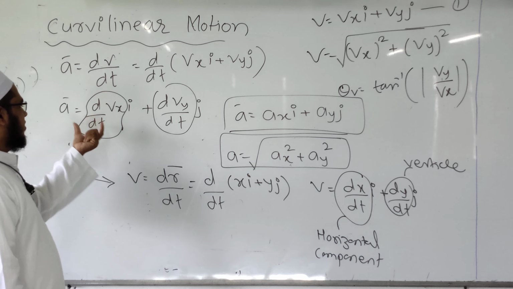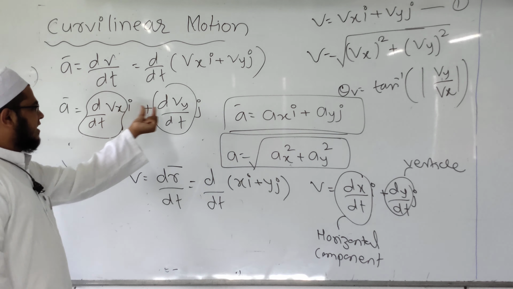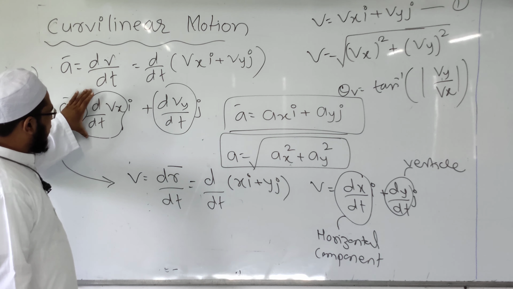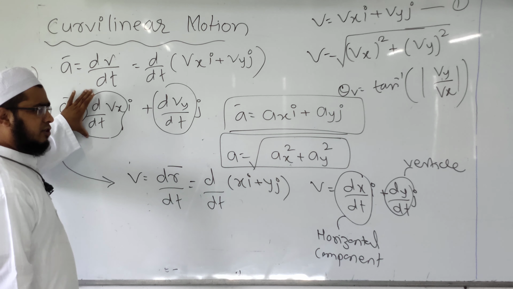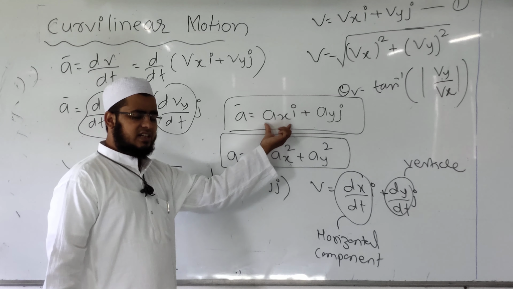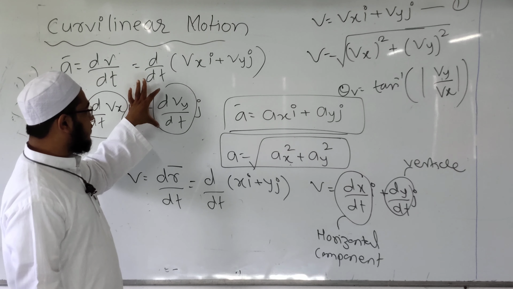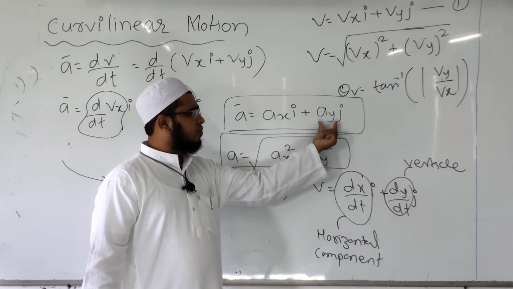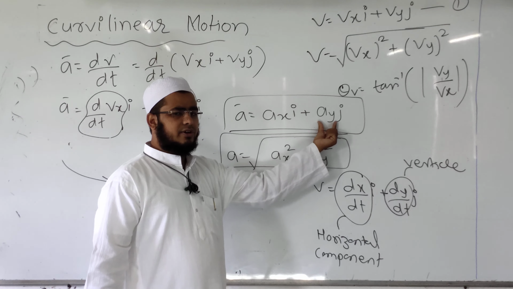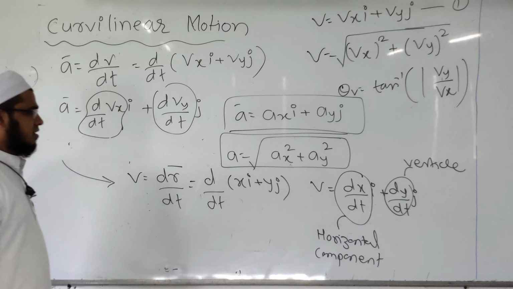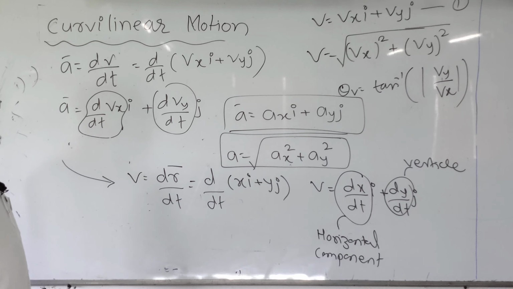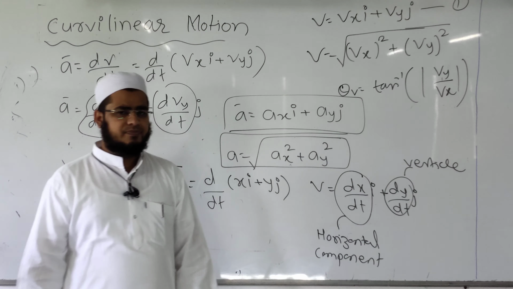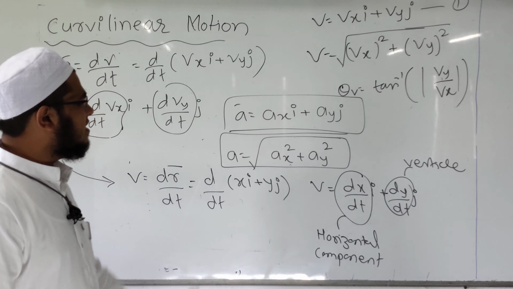I will differentiate dvx by dt, dvy by dt. This is the rate of change of the horizontal component of the velocity, which is the horizontal component of acceleration, ax. This is the rate of change of the vertical component of velocity, which is equal to the vertical component of acceleration. If I require the magnitude of acceleration, a equals root of ax square plus ay square. These are the important formulas.